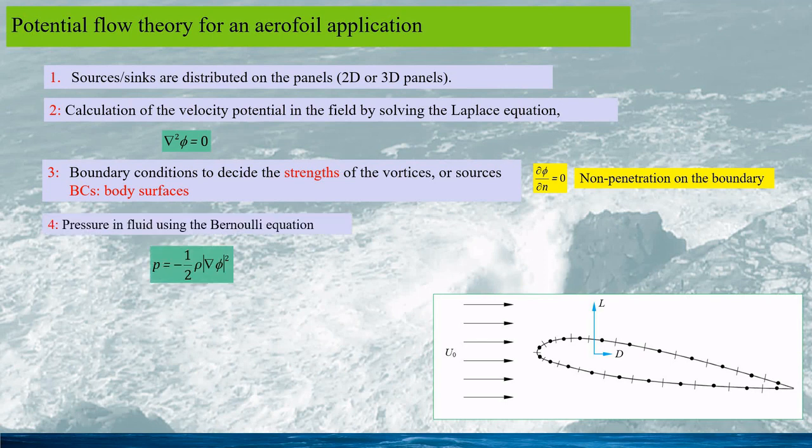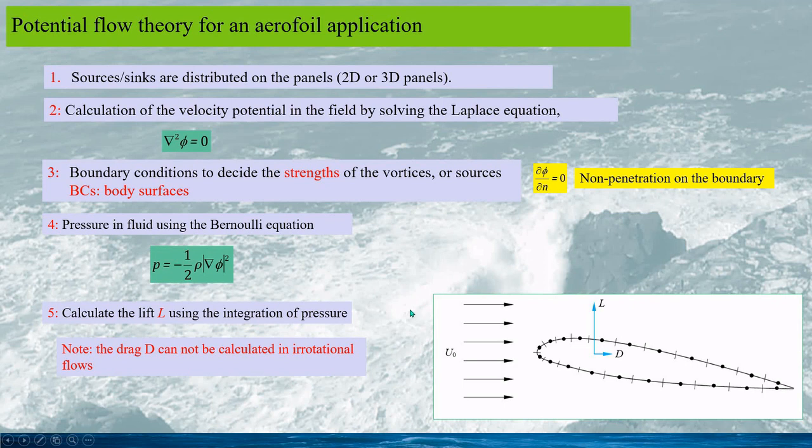After the velocity potential is solved, the pressure in the fluid can be calculated using the Bernoulli equation, in this case as this. And we can calculate the lift using the integration of the pressure on the surface of the airfoil. For irrotational flow, the drag D cannot be calculated because in irrotational flow, we cannot consider the viscous boundary layer.